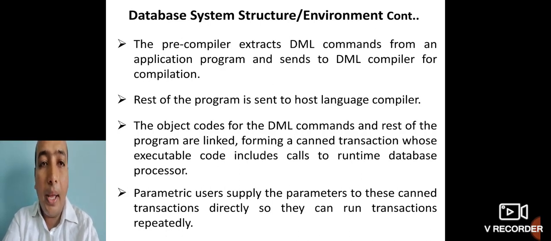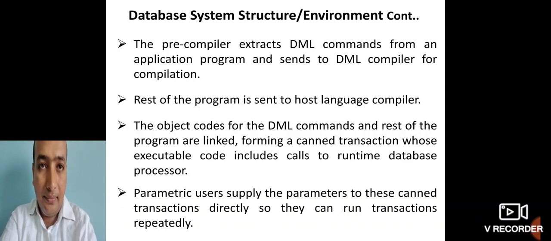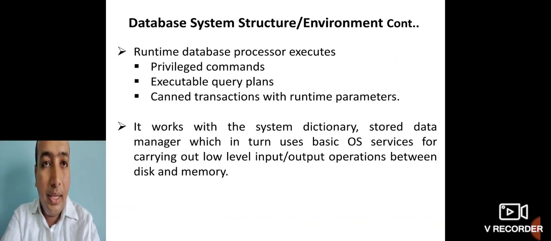Then we have our parametric users. These parametric users supply parameters to the canned transactions which we got from the previous step, so that they can run the transactions repeatedly. Now the runtime database processor will execute three important things. One is that it executes all the privileged commands coming from your DBA staff. You remember that one? Similarly, it also executes all the executable query plans.